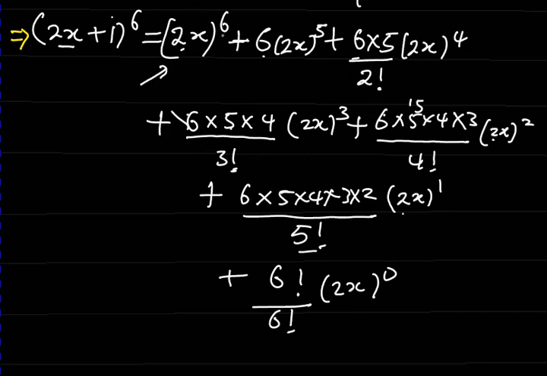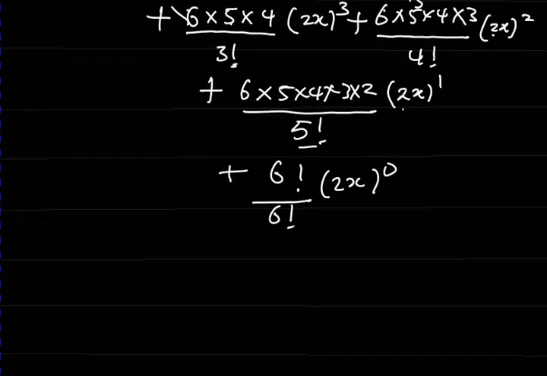So here I have 2 raised to the power of 6. 2 raised to the power of 6 is 64. So the very first term there is going to be 64 x raised to the power of 6. So our answer, the first term, is 64 x raised to the power of 6.